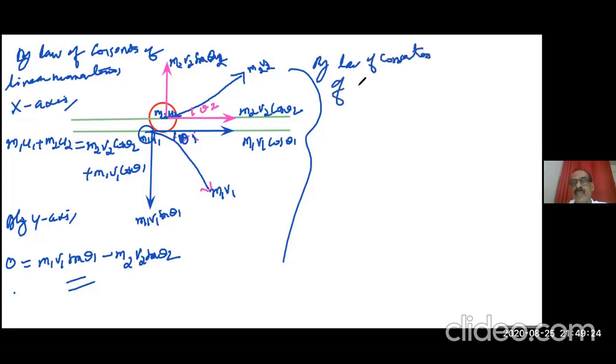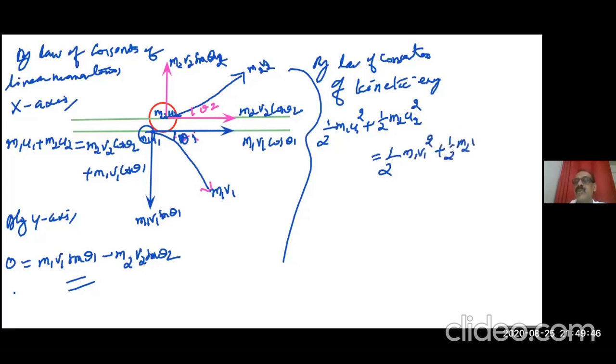Now, when we talk about kinetic energy, by law of conservation of kinetic energy, total kinetic energy before collision, half m1 u1 squared plus half m2 u2 squared, is equal to total kinetic energy after collision, half m1 v1 squared plus half m2 v2 squared. Here we don't consider components because energy is a scalar. It is not resolved. Just total energy before collision is equal to total energy after collision.